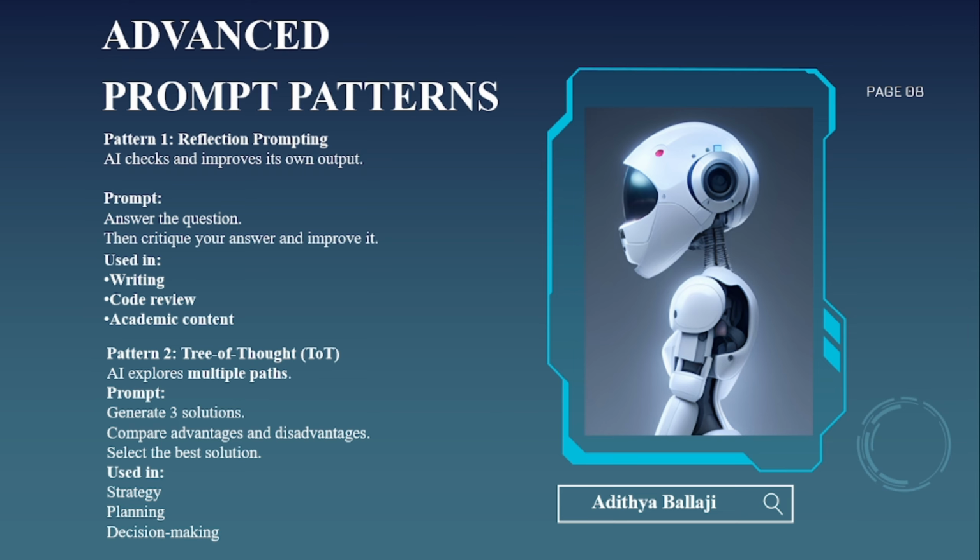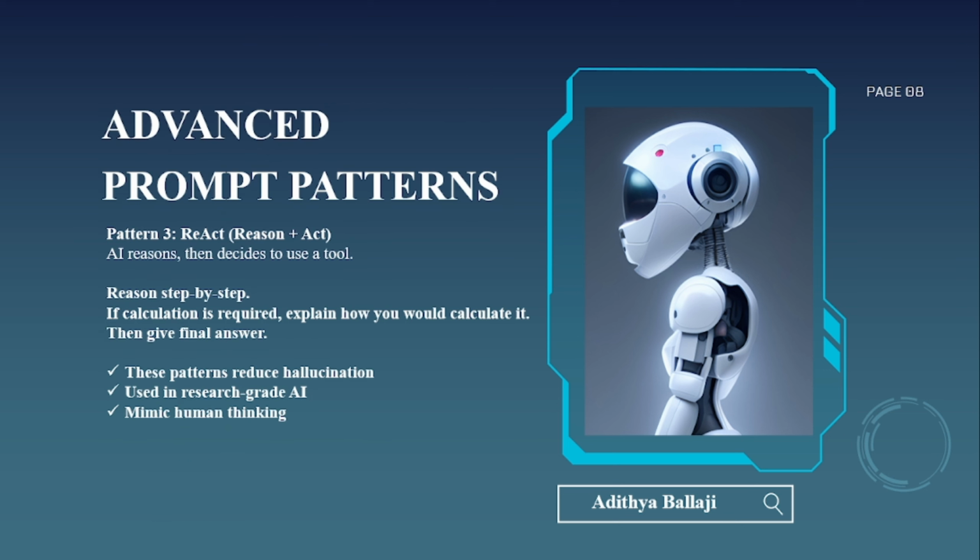So we went through three prompt patterns. Pattern one is reflection prompting. You ask a question, then you tell it to give a critique and then improve it. Tree of thought: you give a task, then you tell it to give three solutions, then give the advantages and disadvantages, then select the final one. And finally, ReAct: you tell ChatGPT to reason step by step for whatever prompt you're giving. If a calculation is required, explain step by step how you would calculate it, then give the final answer.